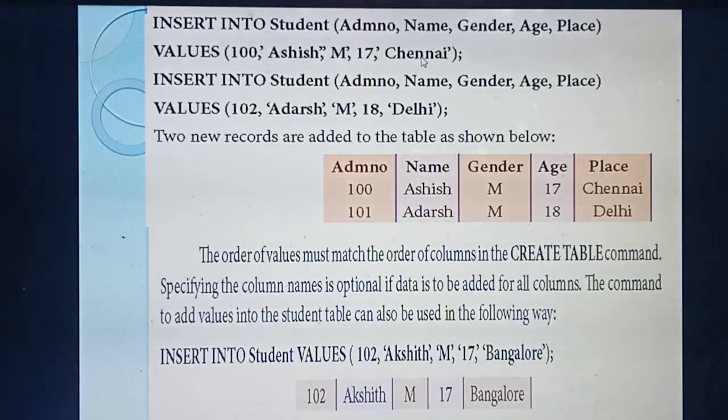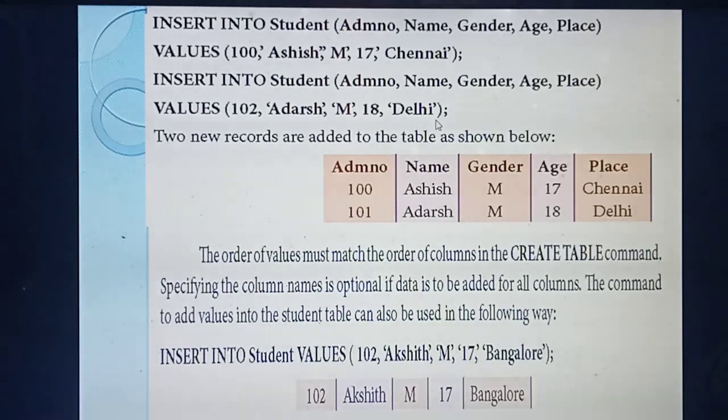So the first row you have entered. Likewise, you need to enter each and every row. Then the second row, in the same format: insert into student, and each time you need to mention the fields: admission number, name, gender, age and place. Then values, the next row's values: 102, Adarsh, M, 18 and Delhi. Now you have entered it.